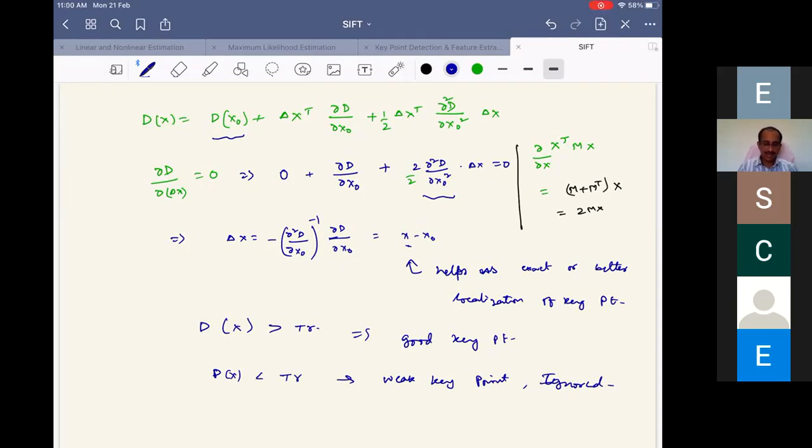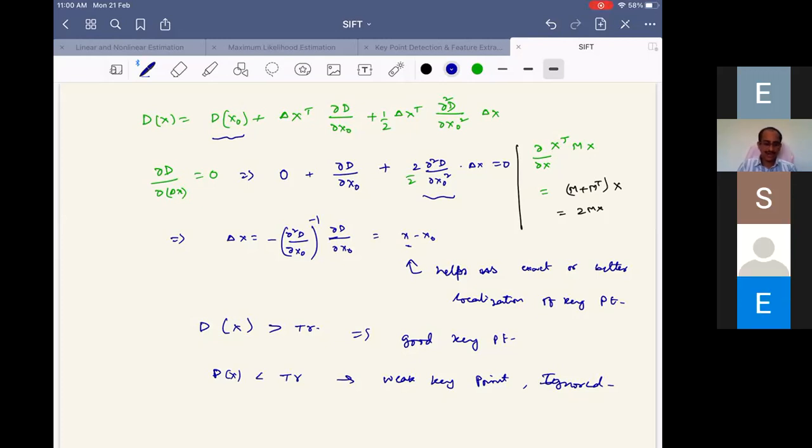There is another step in identifying the corner points other than the edge points, because the LoG also gives, in some sense, some of the edge points. So let us discuss that in the next class and then try to conclude the scale invariant feature transform with orientation assessment.